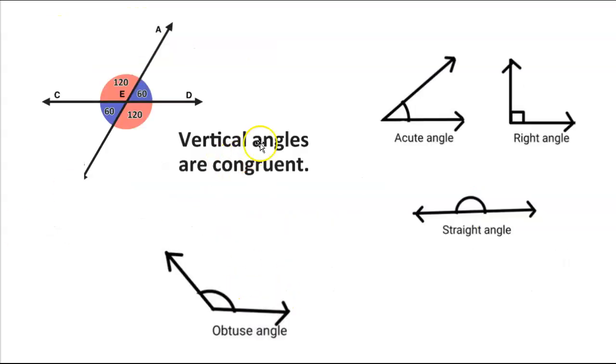Here are some definitions. So vertical angles are congruent. These are angles that are opposite each other when two lines cross. So 120 degrees is equal to 120. So those are vertical angles. They are across from each other when two lines cross. An acute angle is less than 90 degrees. We have a right angle shown here. That is 90 degrees as shown by this box. A straight angle is a straight line, and an obtuse angle is larger than 90 degrees.